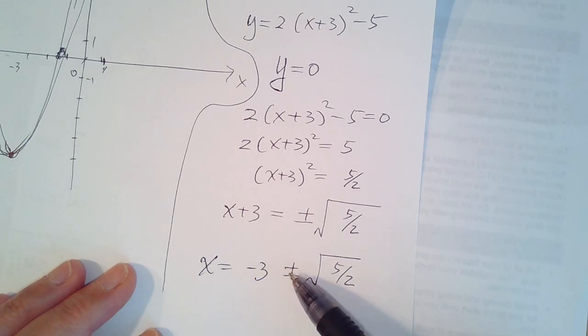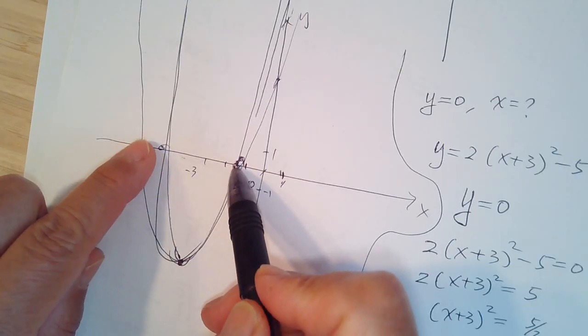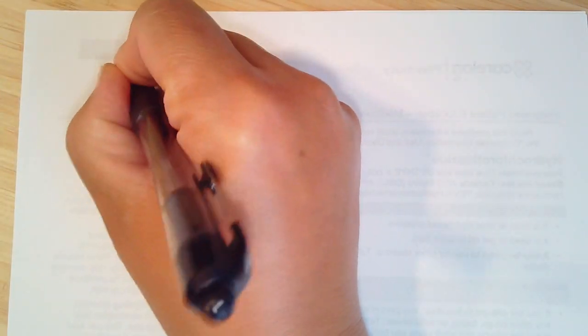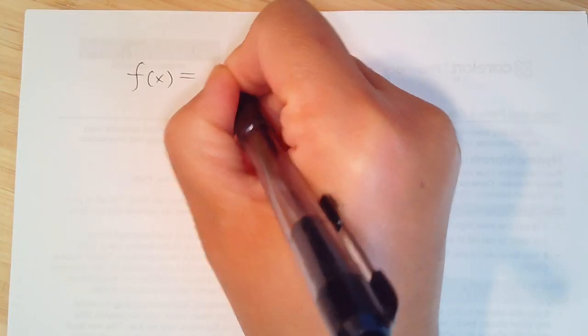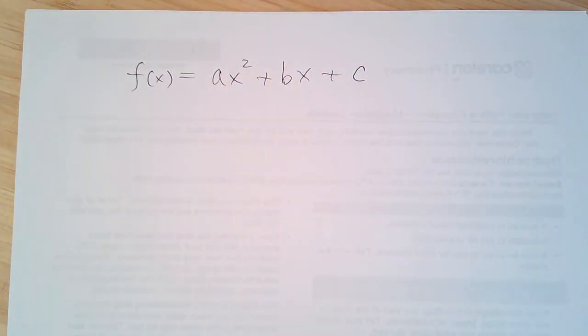And then -3 plus that and -3 minus that, you get two x-intercepts. That will be where your graph will cross the x-axis. All right, now, what about if you're not having the vertex form? You have this, f of x equals ax squared plus bx plus c. If you have this form, then how do you find out the solution of this equals 0? Or how do you find the x-intercept?